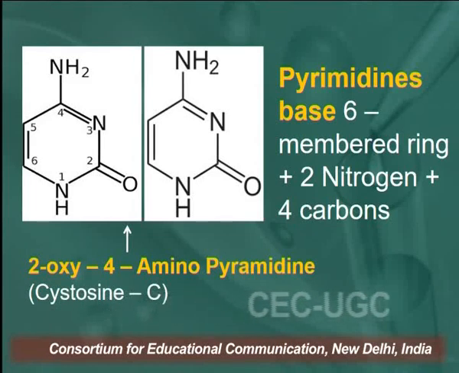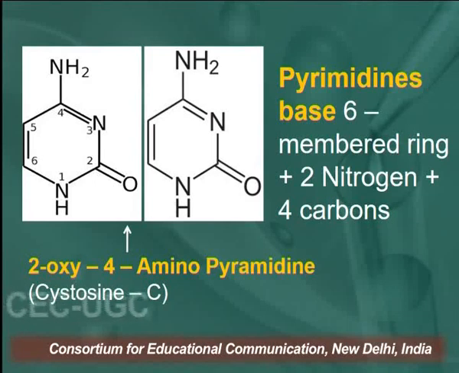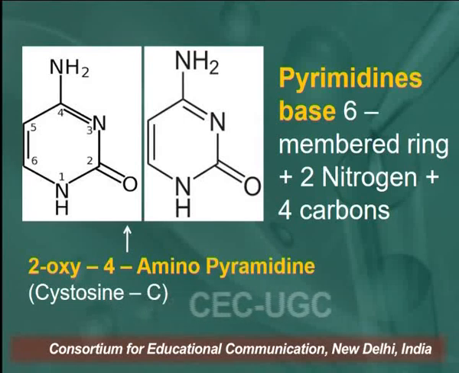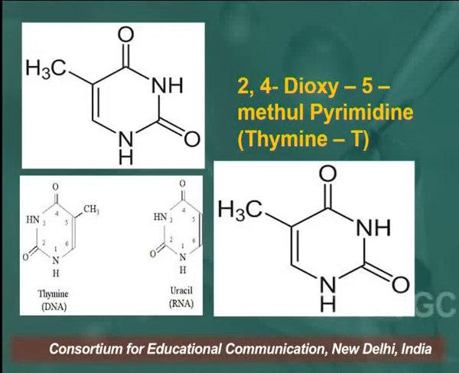Another type of base is the pyrimidine base. On your screen you can see the structure of cytosine. It is represented by capital C. Pyrimidine base is also a 6-membered ring having 2 nitrogen atoms and 4 carbon atoms. Similarly, this is the structure of thymine and uracil. So these are the pyrimidine bases. Learners, on this basis we can differentiate DNA and RNA. DNA has thymine base, and in RNA thymine is replaced by uracil. So there are 2 different bases present in DNA and RNA.